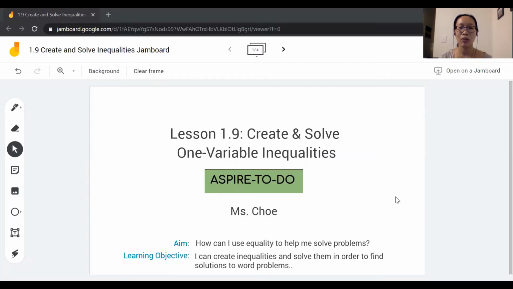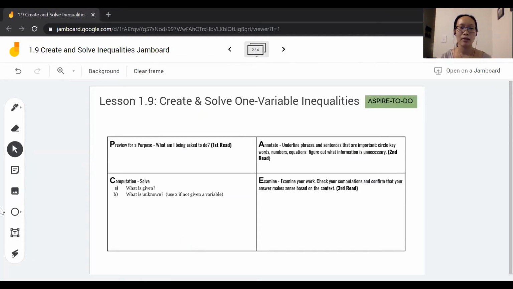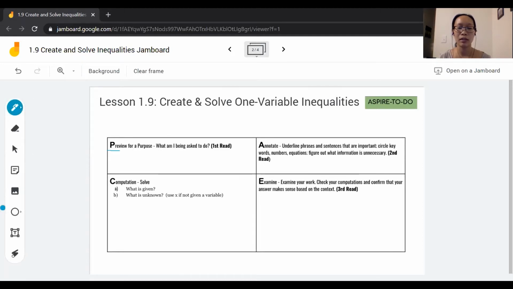Since we're going to be working with word problems today, let's review our word problem strategy PACE. PACE is 4 parts. The first is the P. We're going to preview for purpose. This is the part where we find out what the question is asking. The second is to annotate. This is where we underline, we circle, we box, whatever you need to do to figure out what's important and what's not. The third is the computation. This is where we do the math and solve, and we answer the questions what is given and what is unknown. Finally, we examine our work. And this is where we check to see if our answers make sense.